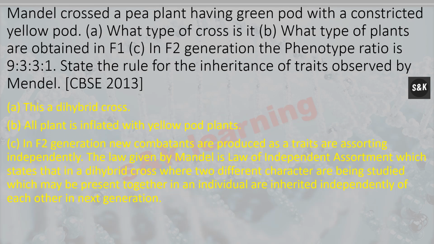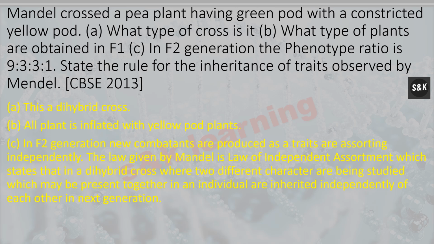Mendel crossed a pea plant having a green constricted pod with an inflated yellow pod plant. This is the dihybrid cross. What type of plants are obtained in F1? All plants are inflated with yellow pod. In the F2 generation, the phenotype ratio is 9:3:3:1.